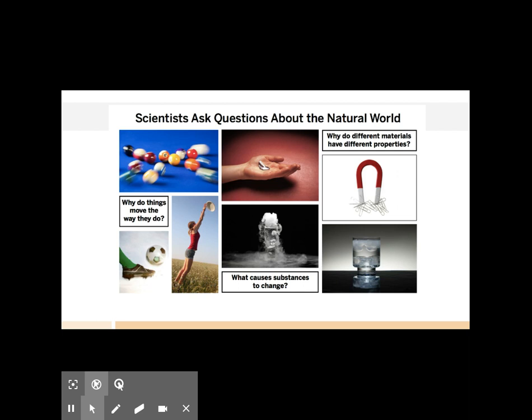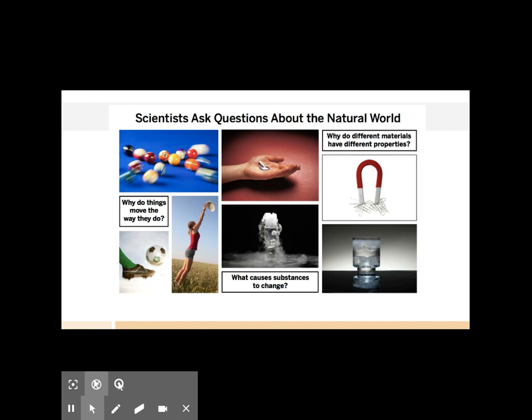Hi kiddos, today we're working on scientific arguments. You'll be working on them throughout this unit and throughout this year. Scientists consistently create scientific arguments in order to communicate, evaluate, and revise their explanations about the natural world.